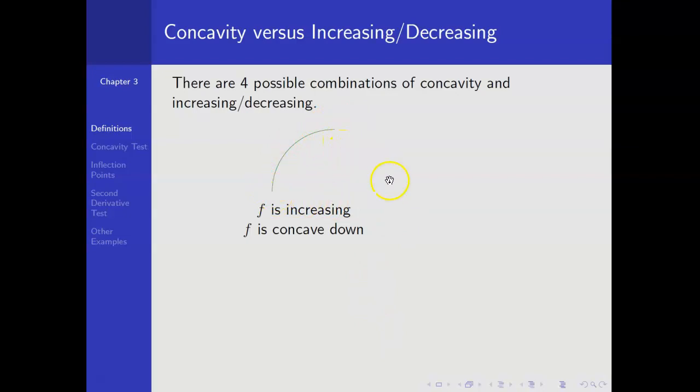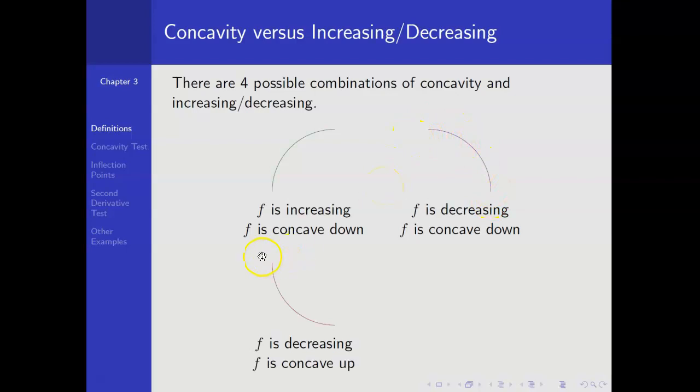F is increasing and concave down. If f is decreasing and concave down, we get something that looks kind of like this. If f is decreasing and concave up, we get a section that looks like this. And if f is increasing and concave up, we get something like this. So now we know if we have an interval where f is increasing and concave down, or decreasing and concave up, whichever one of the 4 combinations we have, then the graph will look roughly like one of these 4 things.